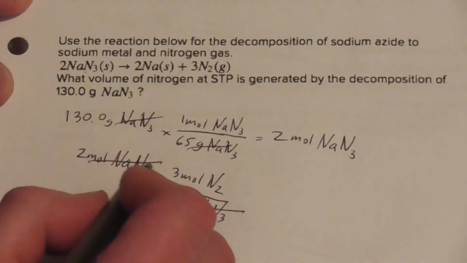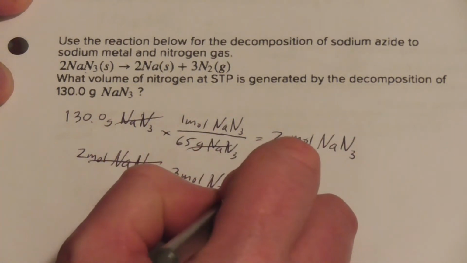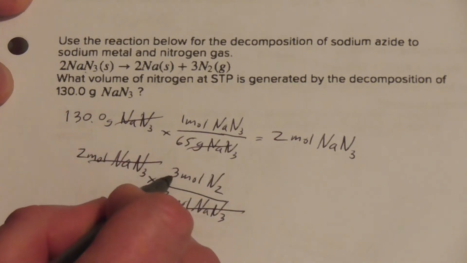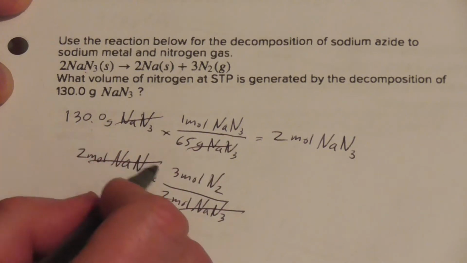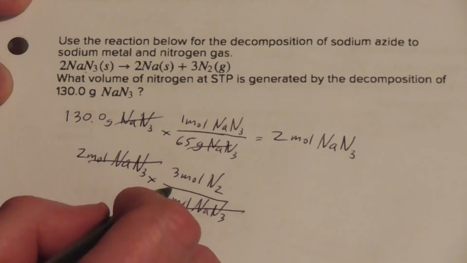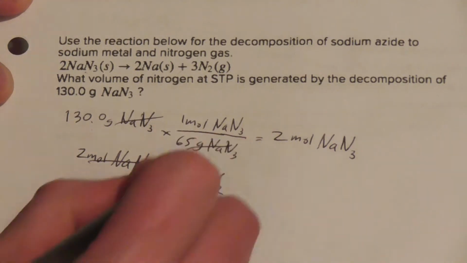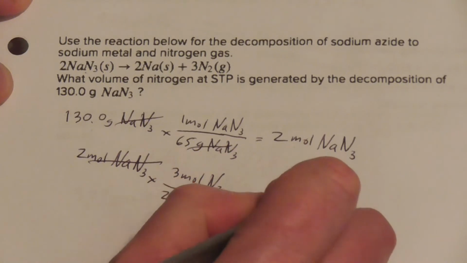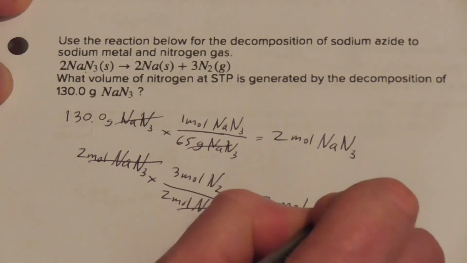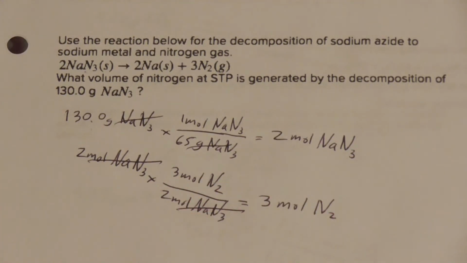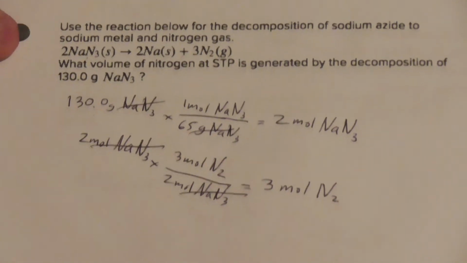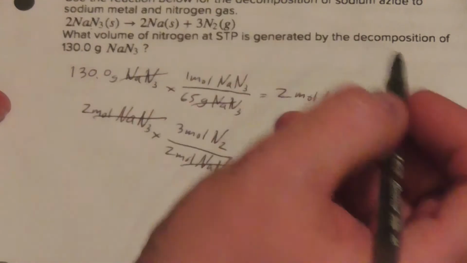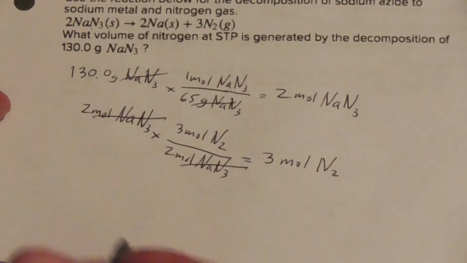I can see that. 2 times 3 is 6, and then divided by 2 is 3. And what am I left with? Nitrogen. So that is 3 moles of nitrogen. But that is not what the question is asking at the end. It's asking for the volume of nitrogen at STP.